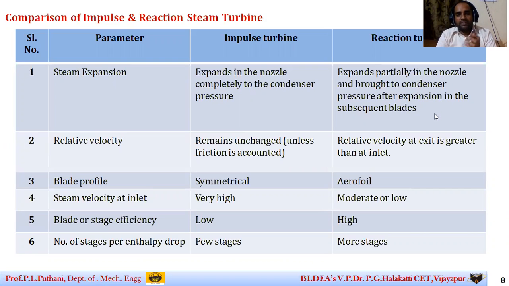In the next session, we'll be starting with the analysis of an impulse steam turbine for a single stage, where we derive the condition for maximum blade efficiency. And we'll be discussing some problems on steam turbines, that is the impulse case, using the graphical method. So we shall stop here, students.